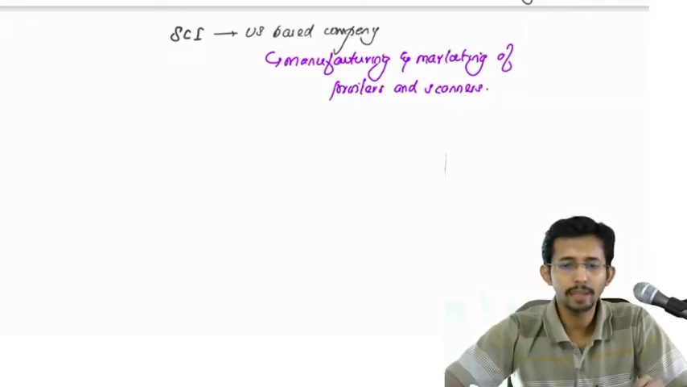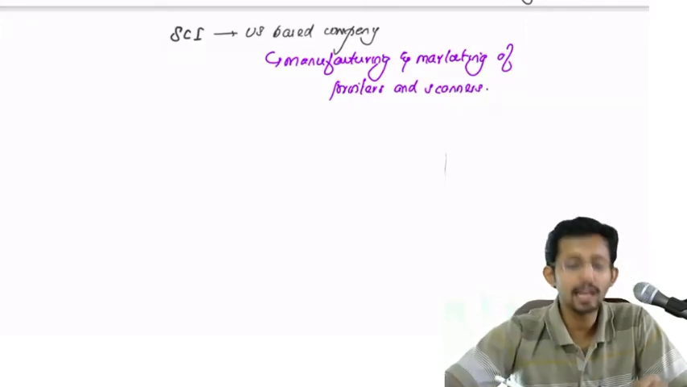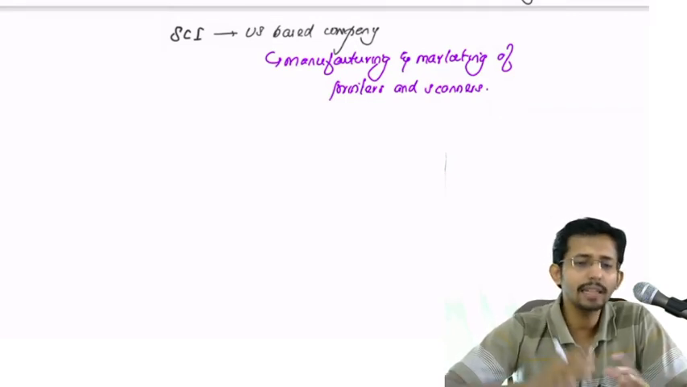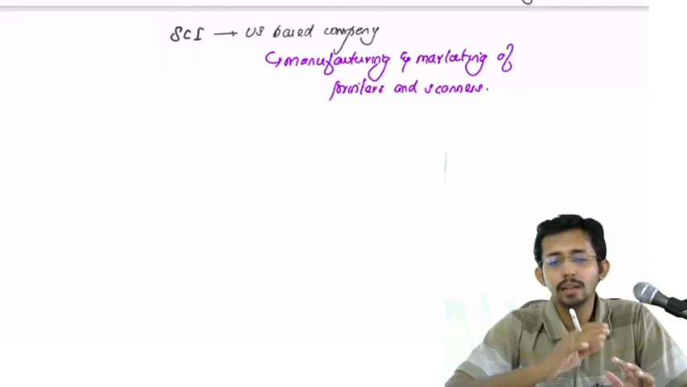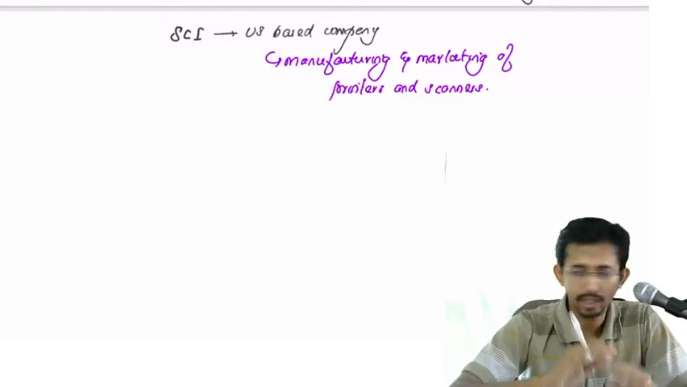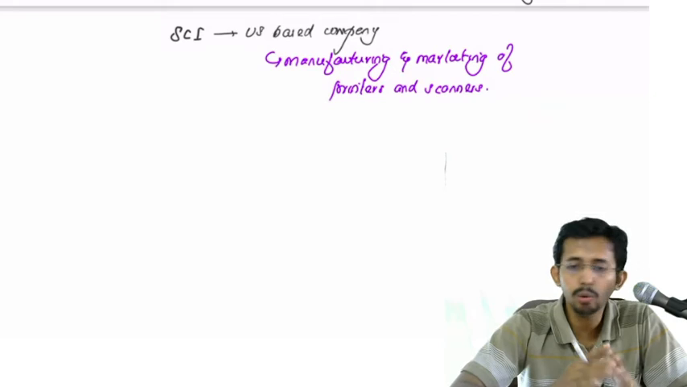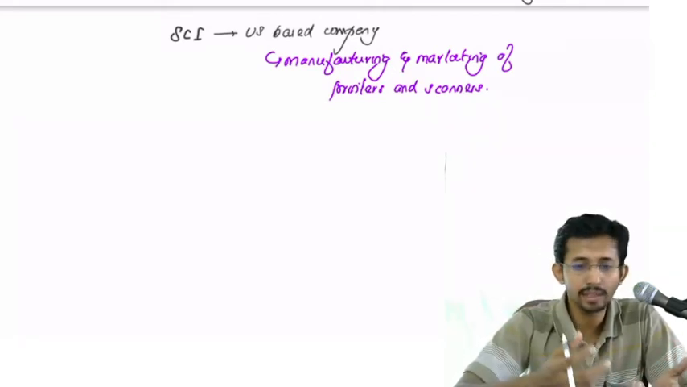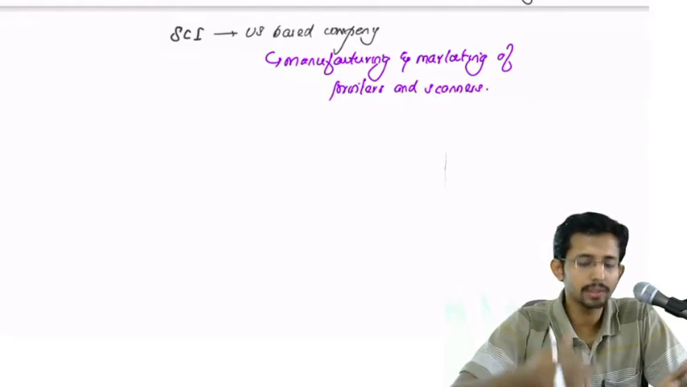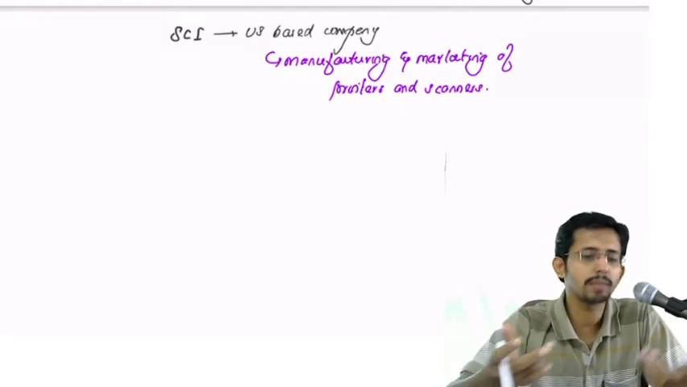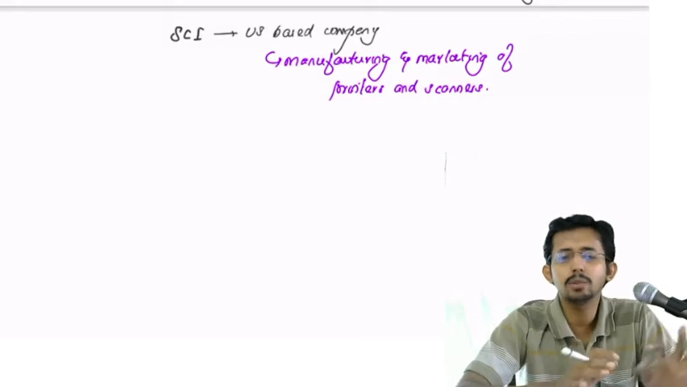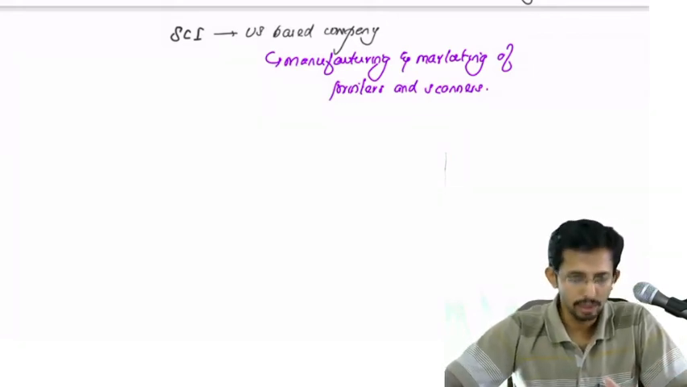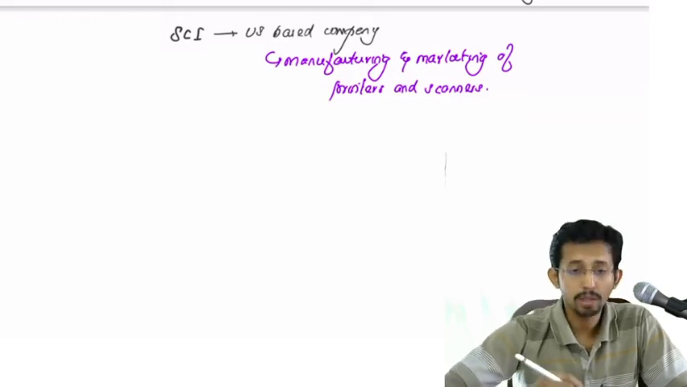Now this company has subsidiaries spread across the world, which either manufacture or sell printers and scanners using the brand name SCI. So some of the subsidiaries may be manufacturing certain parts or manufacturing the printers or scanners, or some subsidiaries may be marketing them. Everything related to printers and scanners. Now we are going to talk about two subsidiaries.